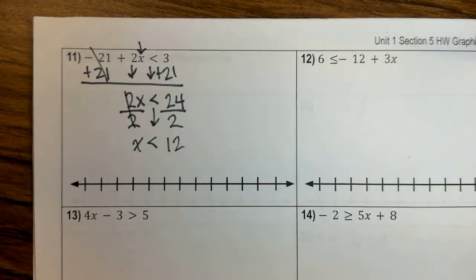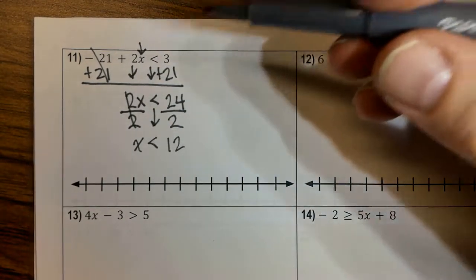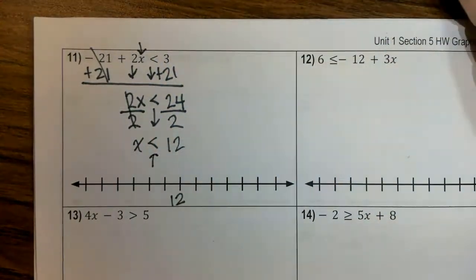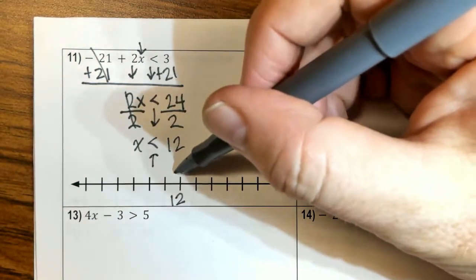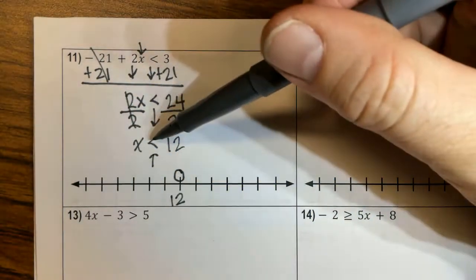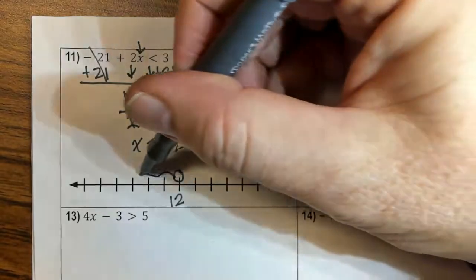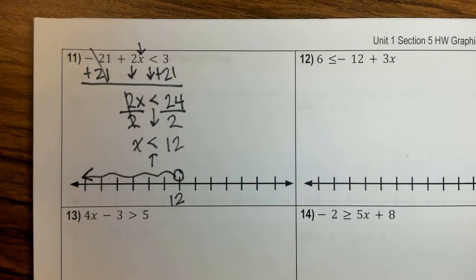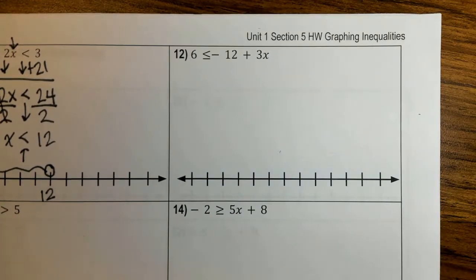Okay, now my answer looks correct, just like on the front page. So I'm going to go ahead and put 12 somewhere on the number line. My symbol is not underlined, so it's an open circle. And then less than goes to the left. And that's my answer. Okay, 12.